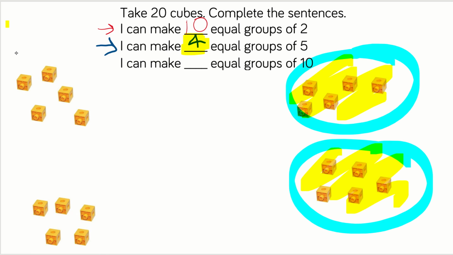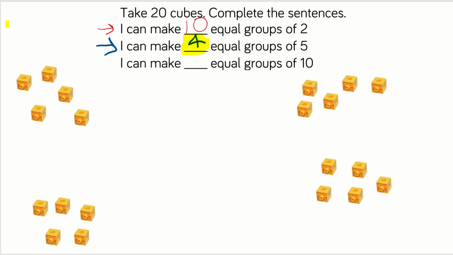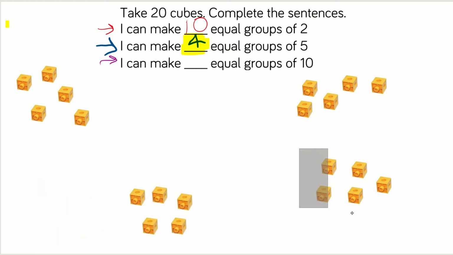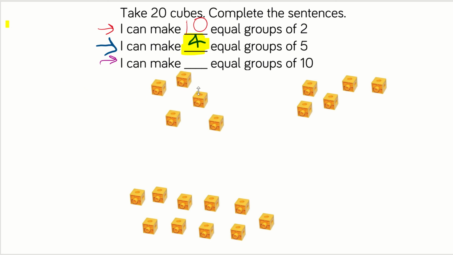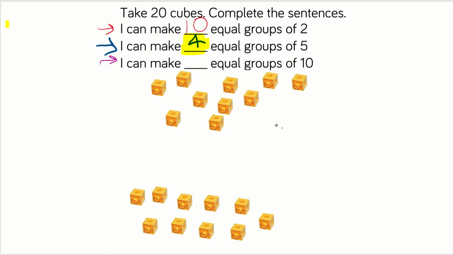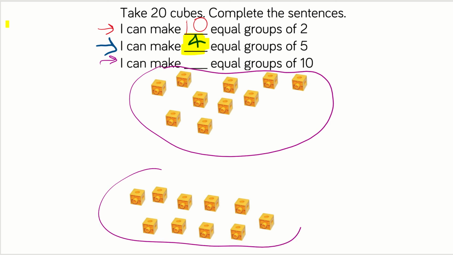Okay, and we can also think about the last question. I can make something equal groups of 10. Oh, so we need equal groups of 10. Right, now I know, using my maths knowledge, I know that's 5. And if that's 5, 5 add 5 is 10. So if I put them together, that should be a group of 10. And I know if I put, that's a 5, and that's a 5, put them together, that should be a 10. Perfect. So we've got, that's a 10, that's a 10.